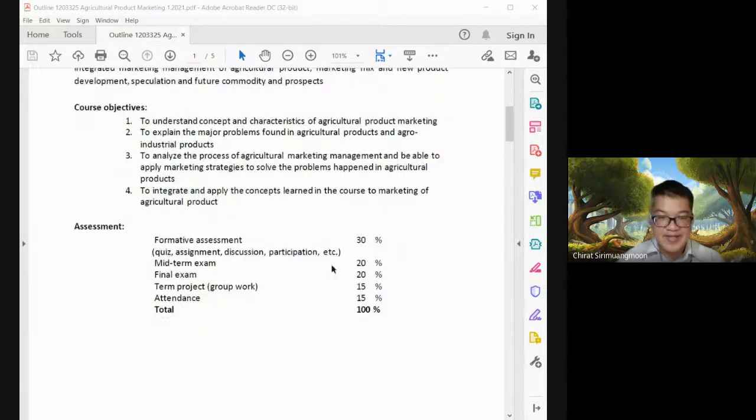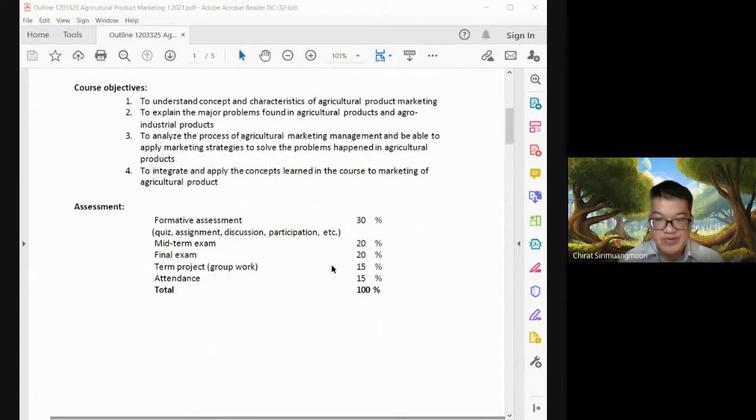Then here is the assessment. As I mentioned before, we're going to have the formative assessment. Normally, we have a large percentage on the midterm and final exam. But in this situation, we need to reduce the percentage of the midterm and final exam and transfer it to formative assessment. That means you need to do some quizzes and assignments, and also have some discussion and participation in class. This will be 30%.